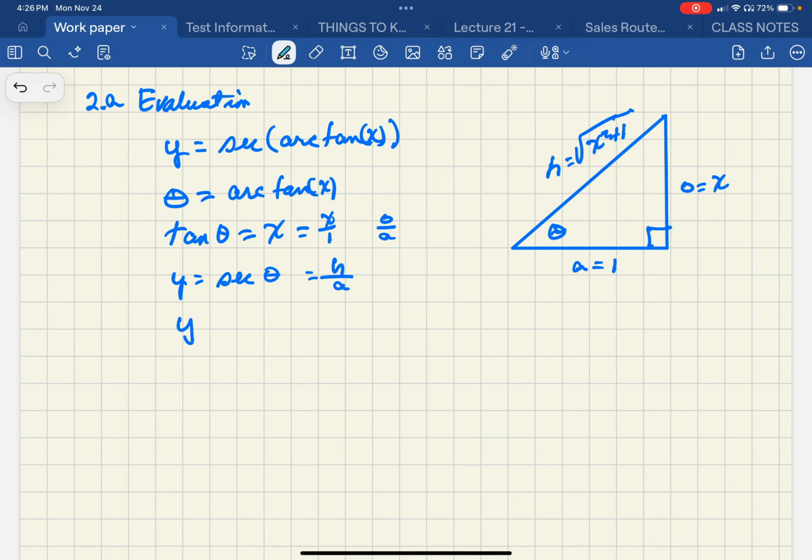So y is equal to the secant of theta, which equals the square root of x squared plus 1 over 1, so y is equal to the square root of x squared plus 1. And that's the evaluation of our equation.